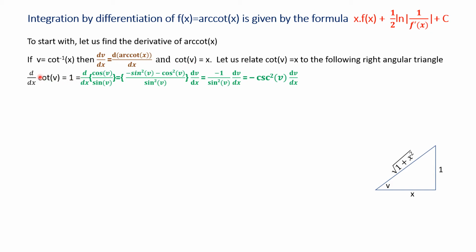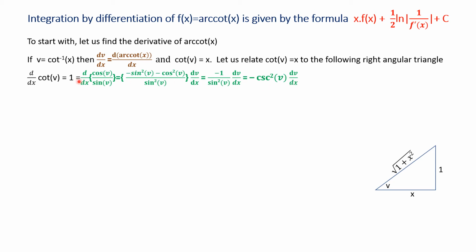So we have derivative d by dx of cot of v equal to 1, but then we can expand it and we will get the derivative of cosine of v divided by sine of v. And this is a quotient, so we have to use the quotient rule. And we will also have to use implicit differentiation. To do so, we're going to go ahead and get the result. Final result will be equal to negative cosec square of v multiplied by dv by dx.